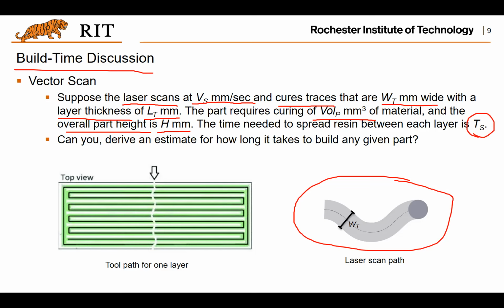Just to think about the process. Here I show you the path of the laser scanning for each layer. Basically, it just scans along these zigzag paths for one layer. Any idea?